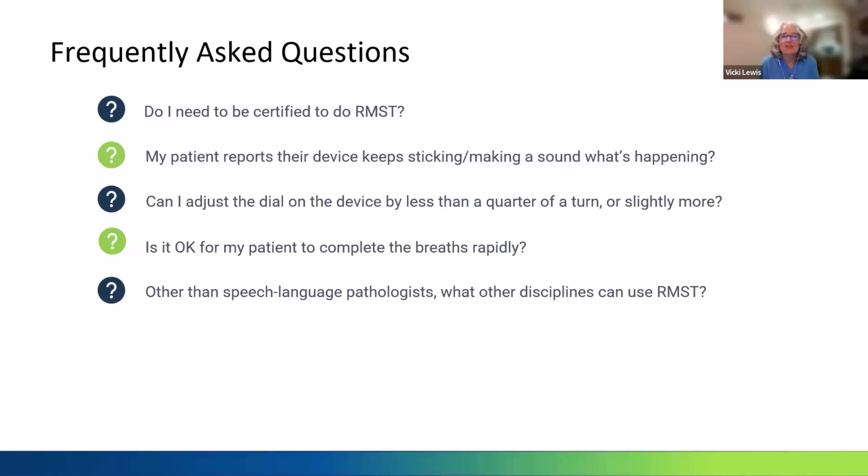Is it okay for my patient to complete the breaths rapidly? Probably not. If they're doing that, they're probably not fully exhaling. And so that should be avoided. Now, we don't want them to go super slowly either. Remember, it's a high frequency, high resistance task. But it's okay to pause in between breaths. That really rapid pace usually leads to problems.